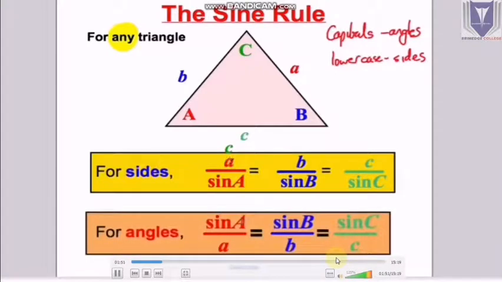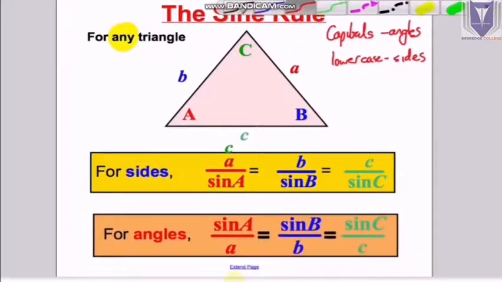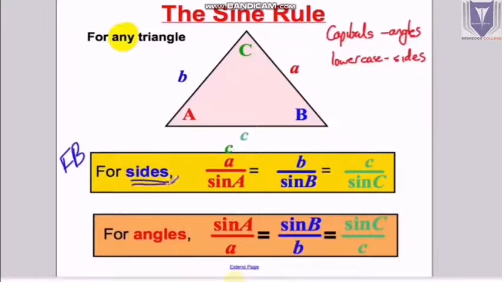But if we are looking for angles, you just toggle it. Instead of A over sine A, it will be sine A over A equal to sine B over B and sine C over C. So please note this in our formula book, and that's what I indicated by FB. So let's see how we apply this.